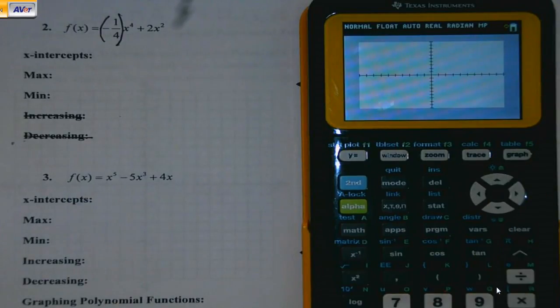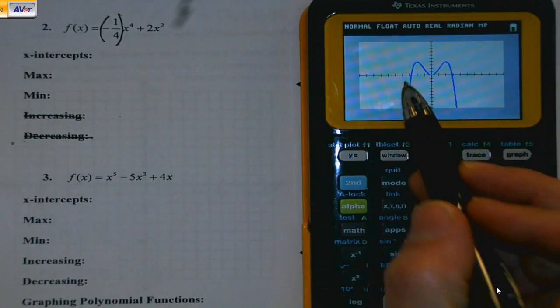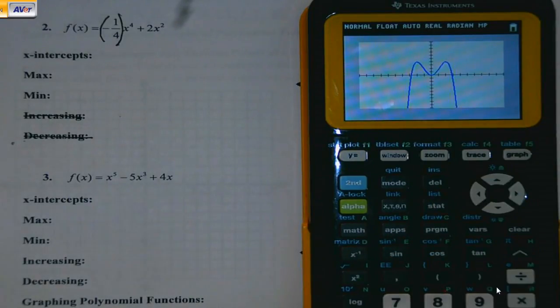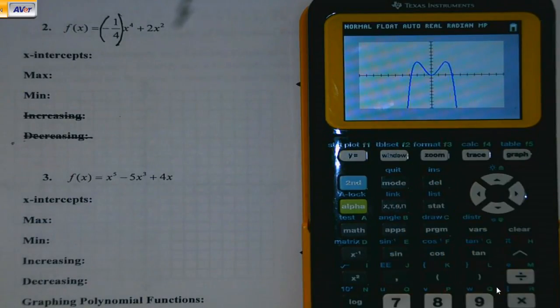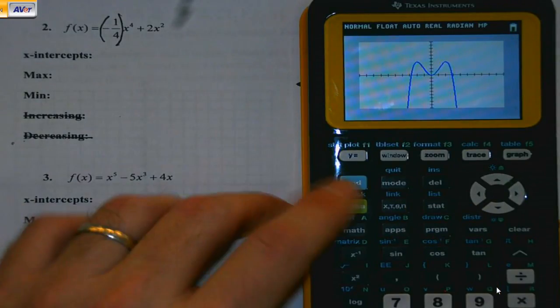So let's see if we're in good shape to see this. Whoa, that's kind of funky. Hello, golden arches. So on this one, I notice a few things. Okay, I notice I'm going to have 1, 2, 3 x-intercepts. I'm going to have two maximums this time because I have two tops of the mountain and I got one valley. So let's get to work.